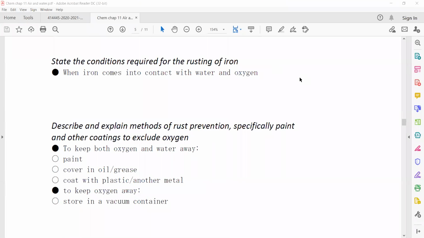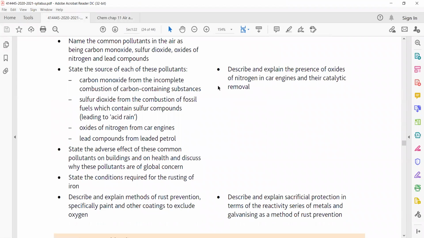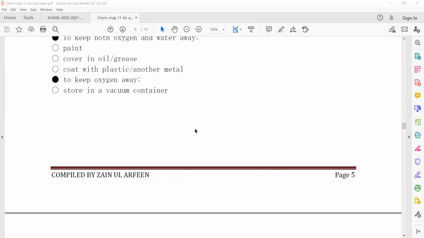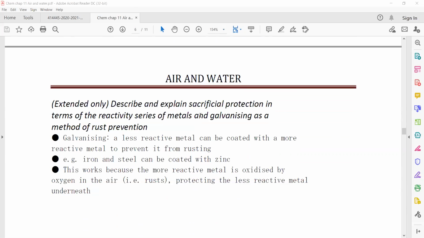State the conditions required for rusting of iron. For rusting of iron, both oxygen and water should be there. Describe and explain methods to prevent rusting. How can we prevent rusting? We can keep out oxygen and water by painting, by covering, or by coating with plastic or another metal. Or the iron can be stored in a vacuum container, but that's practically a difficult technique to create a vacuum and store the iron.